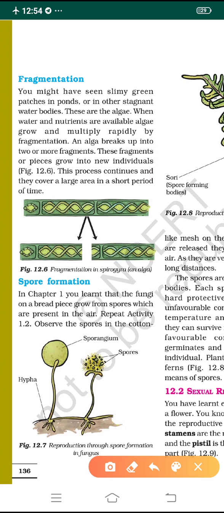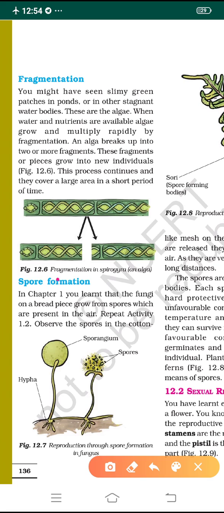The process continues. Again this breaks up and grows into a new individual, and like that the process continues. In a very short period of time, if the fragmentation process continues, they cover a large area.